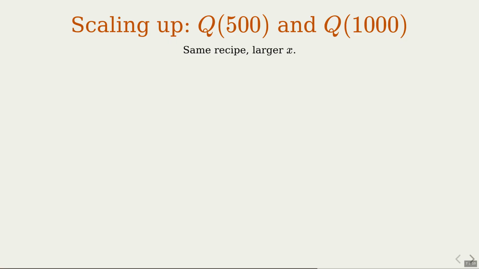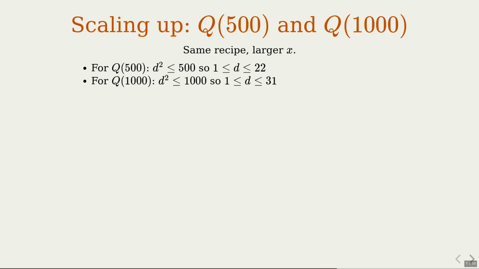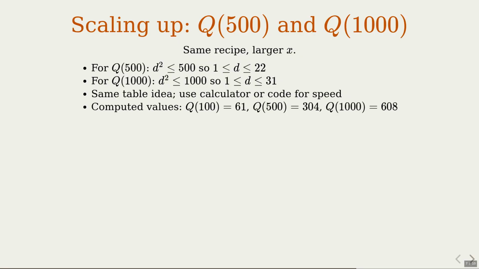Now we push the same method to larger values of x. For Q of 500, d squared is less than or equal to 500, so d is between 1 and 22. For Q of 1000, d squared is less than or equal to 1000, so d is between 1 and 31. Same table idea. Use a calculator or code for speed. Computed values: Q of 100 equals 61, Q of 500 equals 304, and Q of 1000 equals 608.